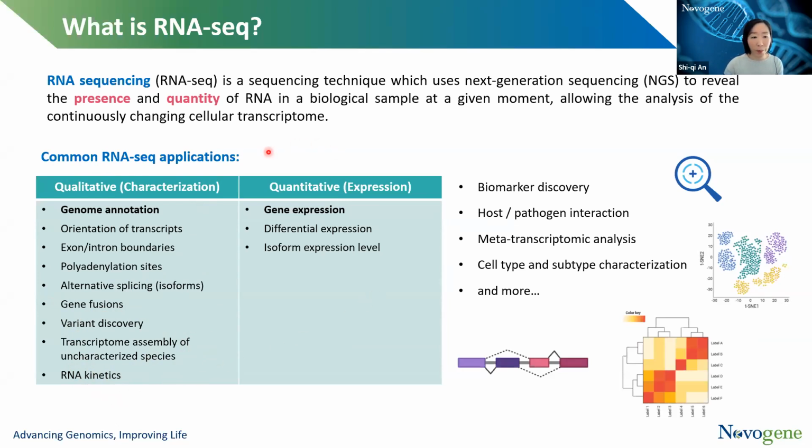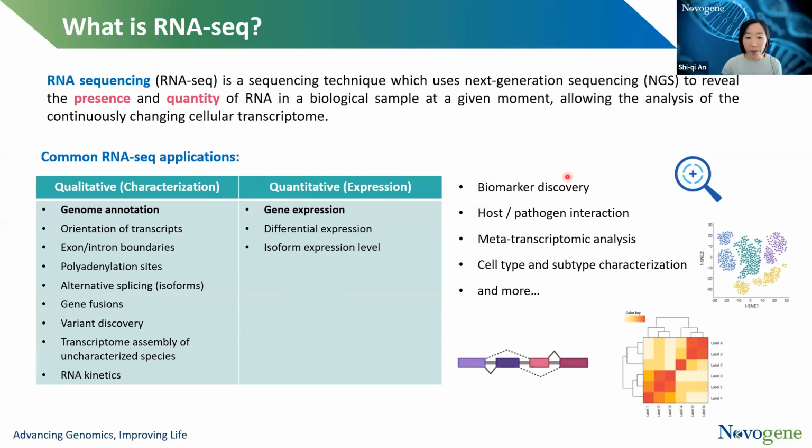And the other major application for RNA sequencing is quantitative analysis, basically looking at expression. And so this can be used to identify differentially expressed genes in the different conditions tested, and also can be used to identify isoform expression level as well. Okay. So our bigger picture, so what those information can be used for, what type of biological questions can be addressed from RNA sequencing data.